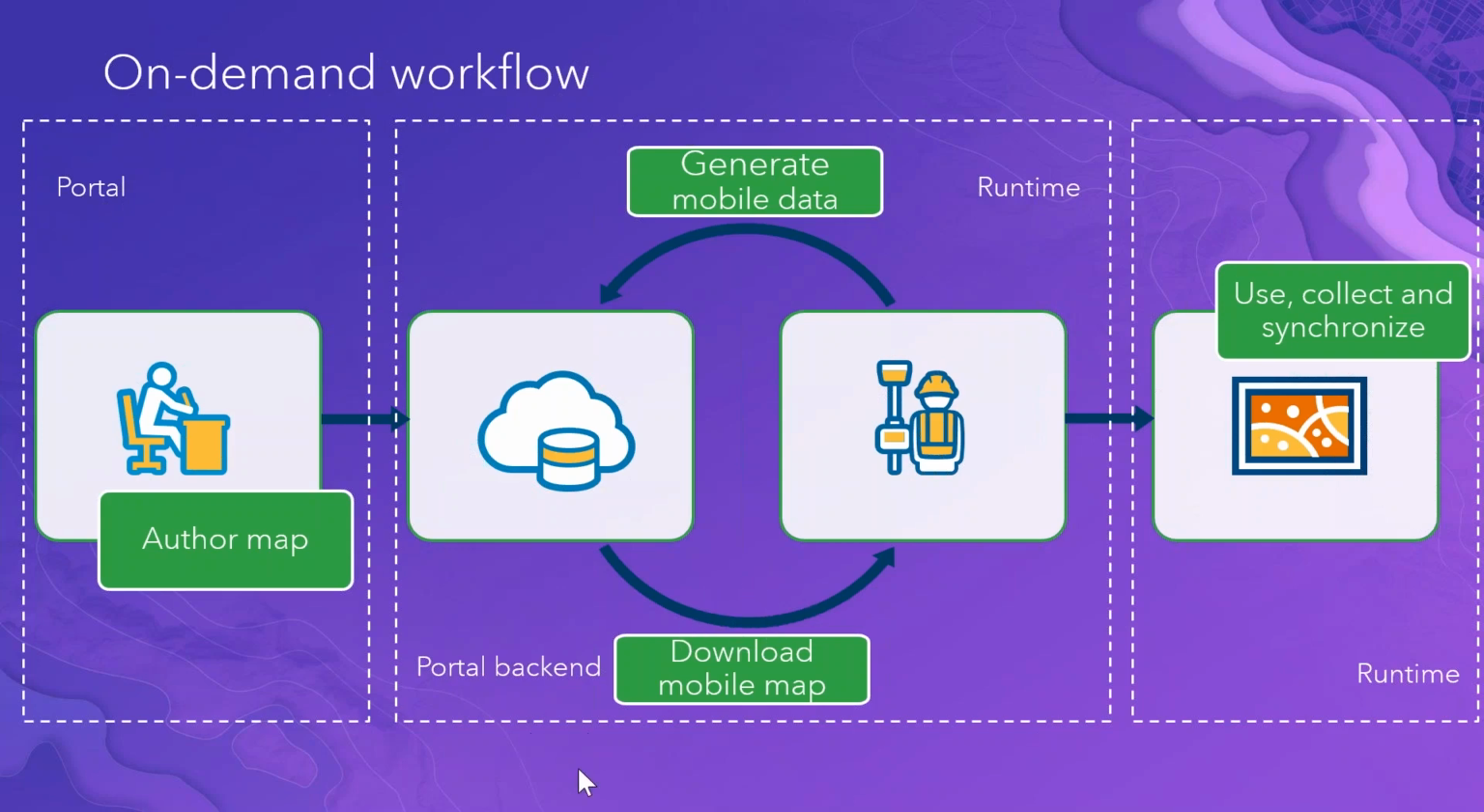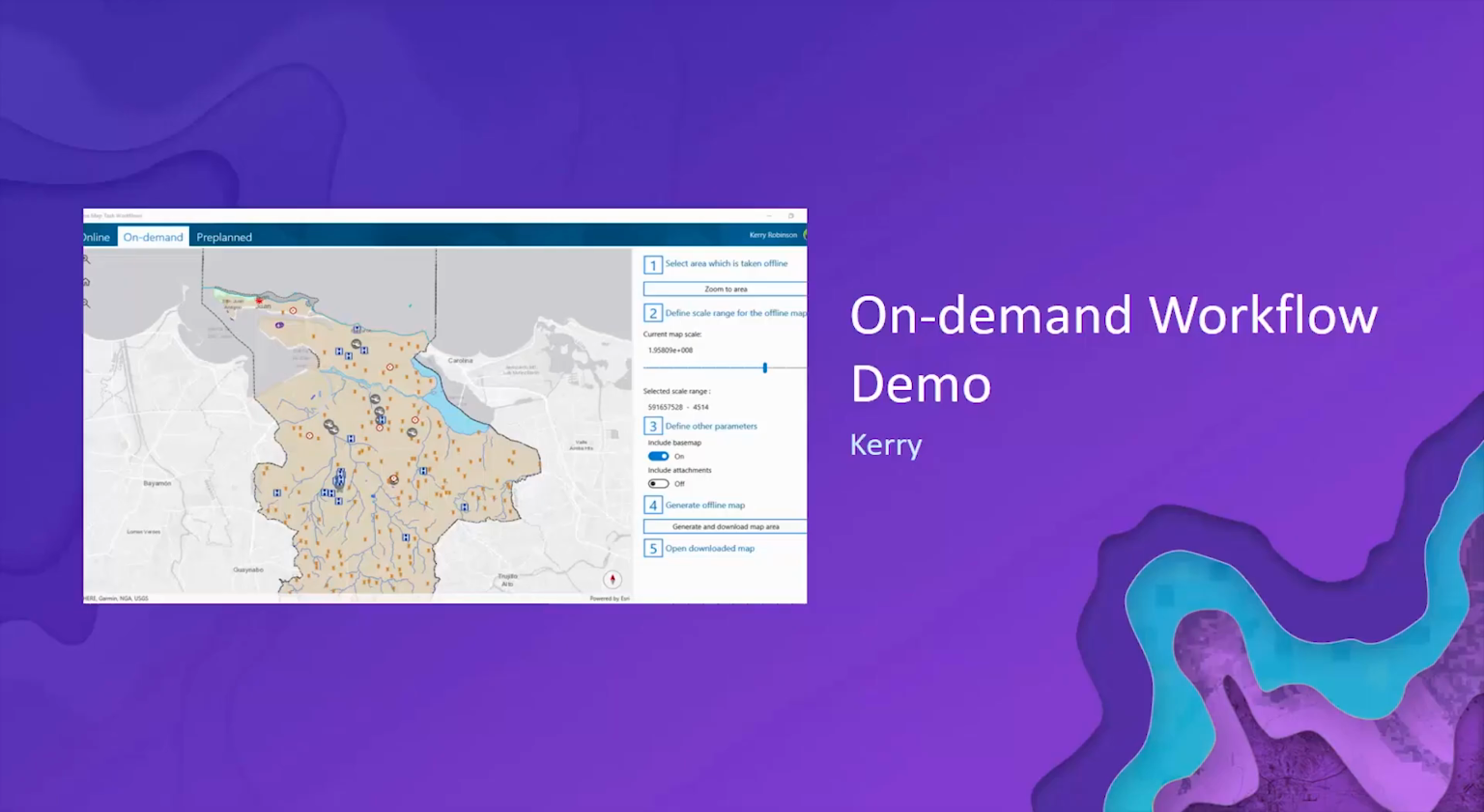But then for the on-demand workflow, it's actually the client that's written that needs to request that map to be taken offline. So it makes a request to the server to generate that mobile data, to package it up and create that offline cache. And then once that's ready, then it can download it to the client itself. Once it's downloaded, then it can be used to visualize the information, to collect new information, and then any of the updates that are made can be synchronized back up to the server when you're connected again.